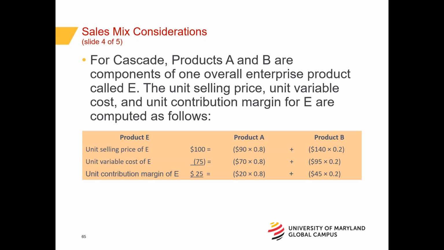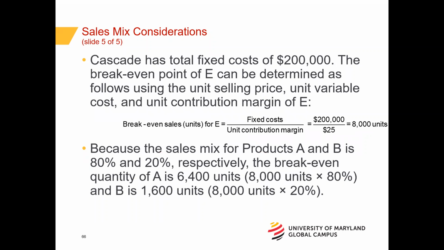We do the same thing for variable cost and for contribution margin. This information helps us identify the break-even point in sales dollars and in units, how much we need to sell to break even for the whole company, not just by individual products. Fixed cost divided by the unit contribution margin for the whole company equals the number of units I need to sell to break even.